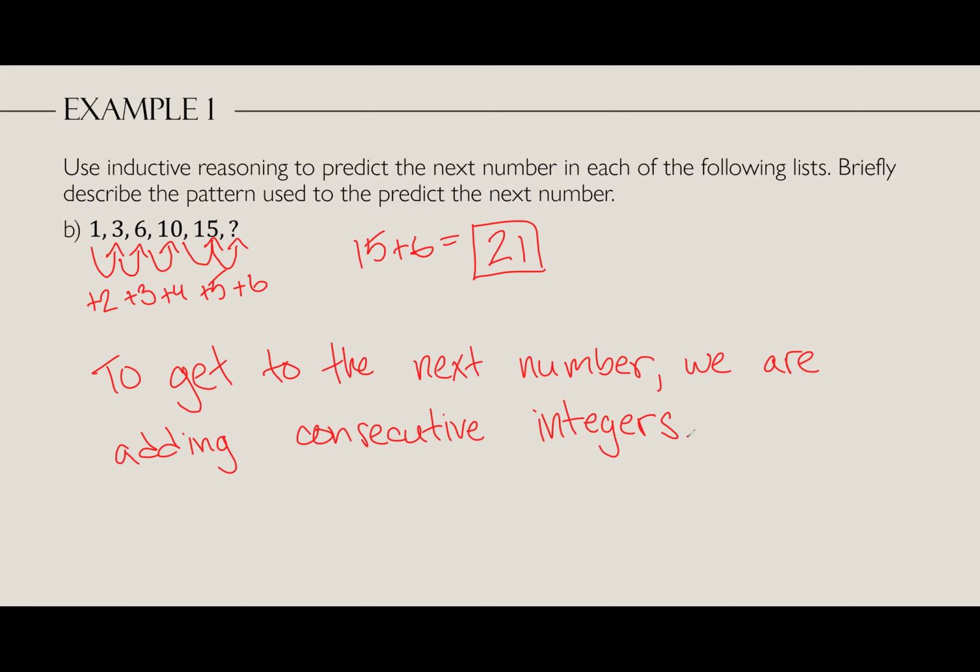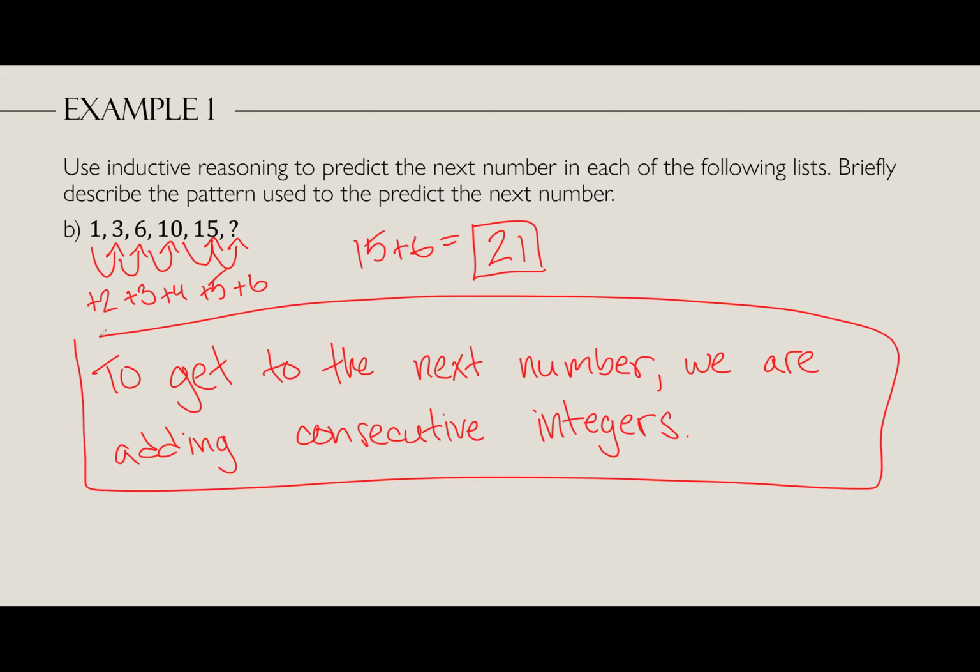Consecutive meaning I went from plus 2, the next one being plus 3, plus 4, plus 5, plus 6, and so on and so on. I'm going to try to keep it simple, just so that we're not too focused on the exact wordings here. So I have my prediction, 21, and then a sort of explanation to describe how I got to 21 and everything after that. So I'm done with my example 1, part B.